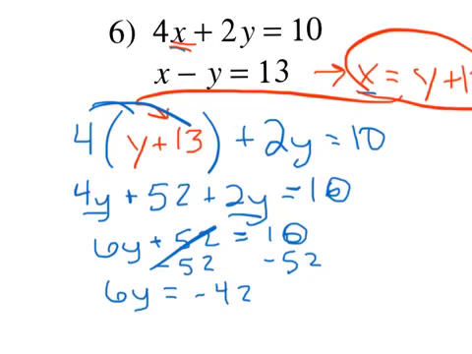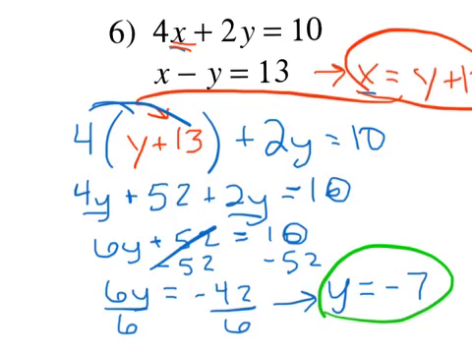And then if we divide both sides by 6, we're going to get y equals negative 7. Okay, but that is only part of what we need to do. And if you need extra paper, please feel free to ask me for some or to use some of your own.